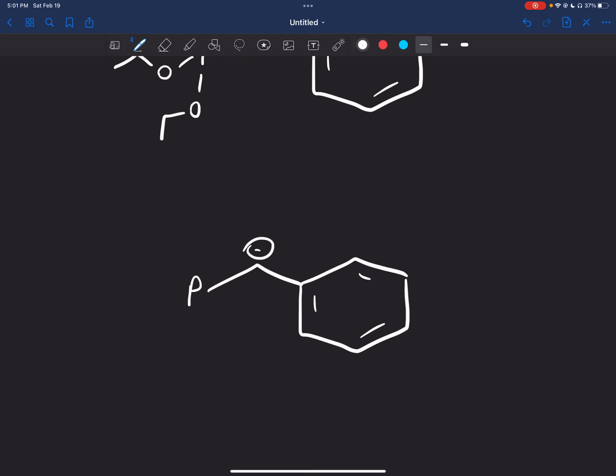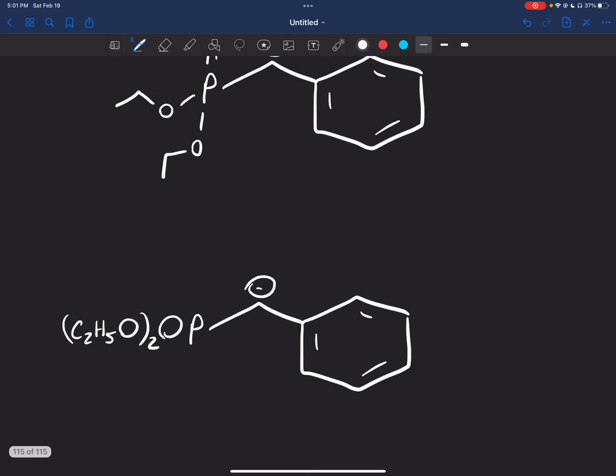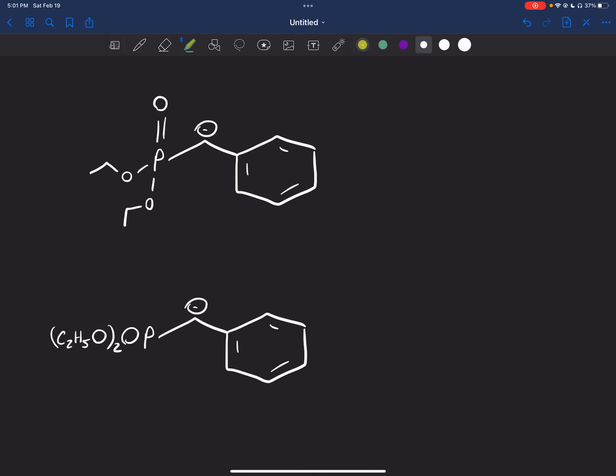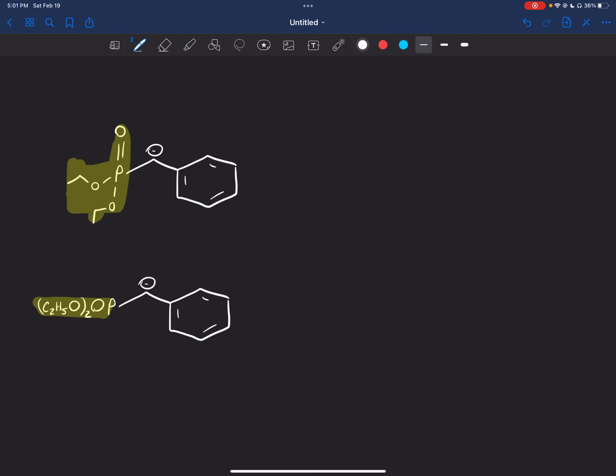But it's going to have a phosphorus, and it's going to be written like oxygen, parentheses, C2H5O2. Like that. Same thing. Color this in. And that's this. Two ways of writing the same thing.